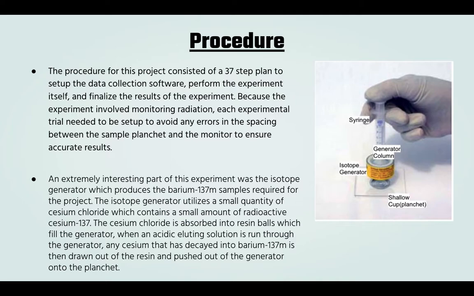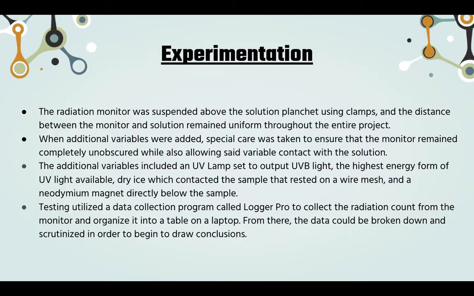The isotope generator that I used in this project is basically cesium inside a resin ball that is decayed into barium-137 before being drained out of the isotope generator using an eluting solution. The solution draws the barium-137 onto a shallow planchet, and then it can be monitored using a radiation monitor.